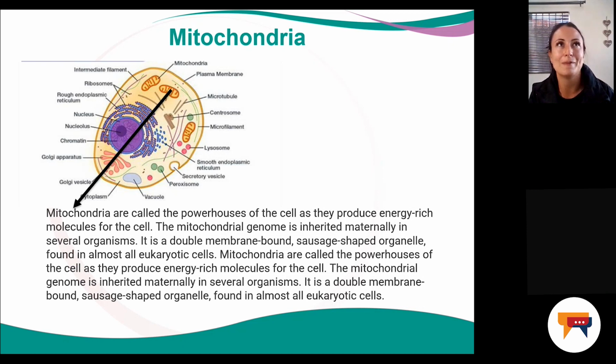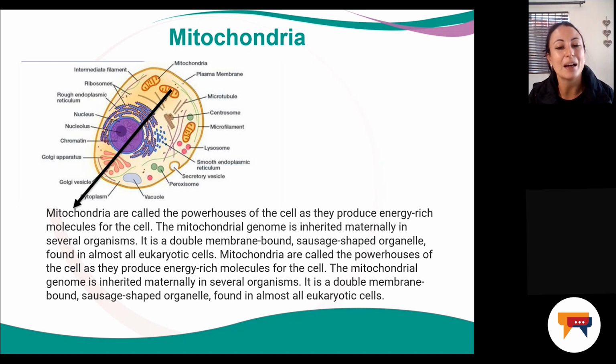So mitochondria is the plural. One of them is a mitochondrion. So mitochondria are called the powerhouses of the cell as they produce energy-rich molecules for the cell. The mitochondrial genome is inherited maternally in several organisms. So what does that mean? So it's inherited from the mother.